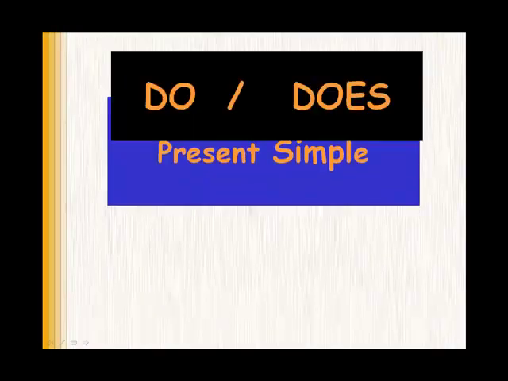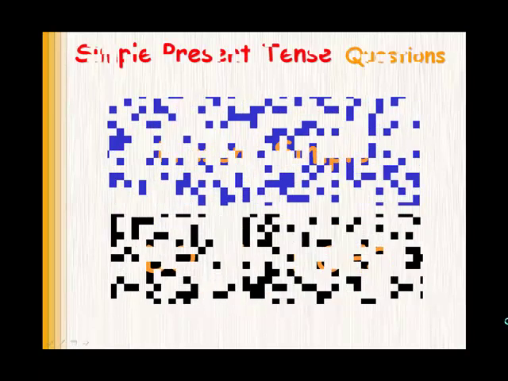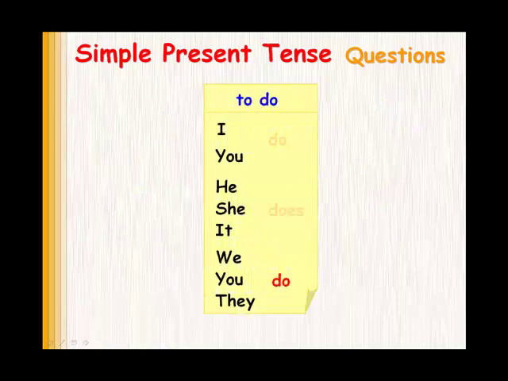This time we're going to continue with the simple present, and more specifically we're going to deal with questions in the simple present, when you use do and does for questions, okay? The first thing that you need to remember is that do and does have no exact meaning in questions. When you write them in the question, they don't have a specific meaning, okay? But you need to use them with the right subject.